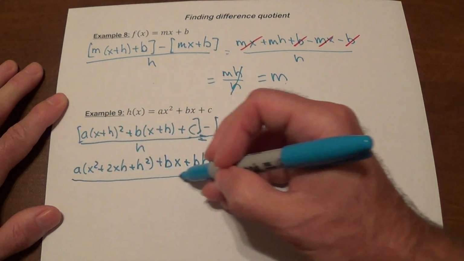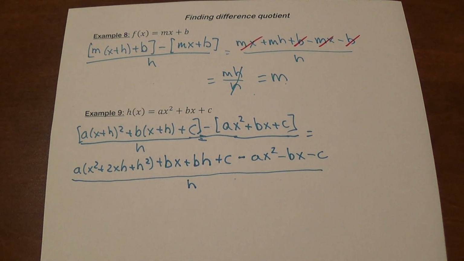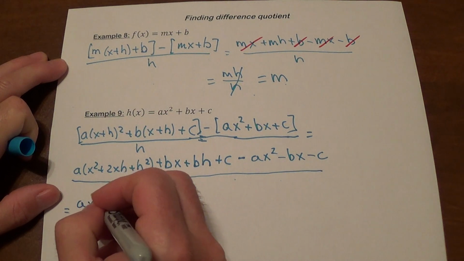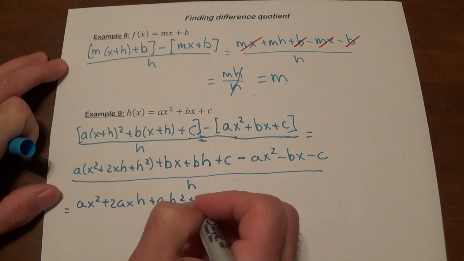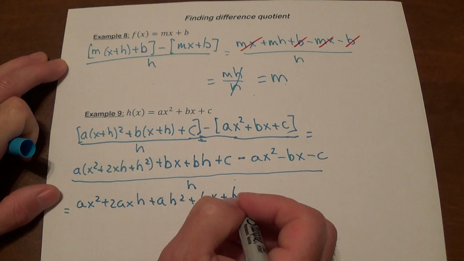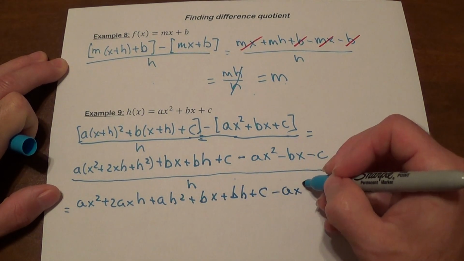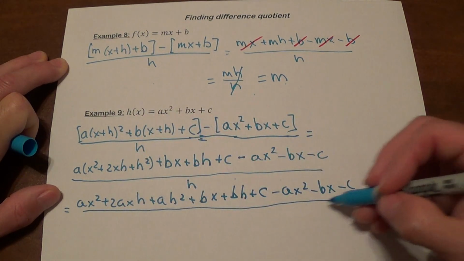So we basically have a quadratic expression here, and we're trying to generalize if there's anything common for this when you find the difference quotient. Oh, hold on, I still need to distribute one more thing. I still need to distribute that a. So it's ax squared plus 2axh plus ah squared plus bx plus bh plus c minus ax squared minus bx minus c all over h.